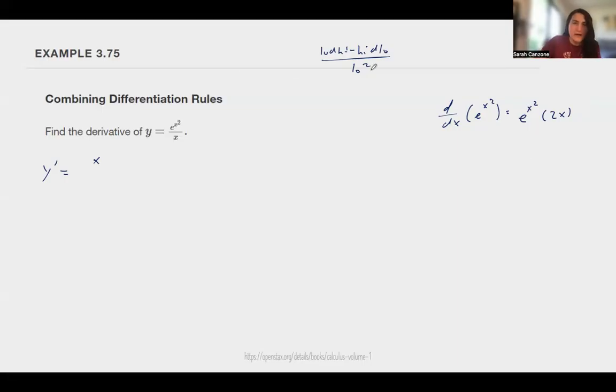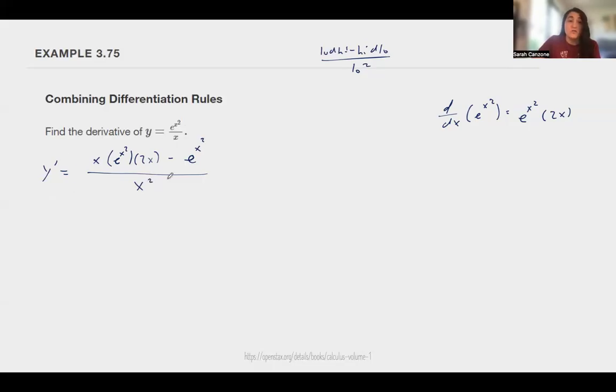All right. So anyway, back to the quotient rule, low d high, and we just said the derivative of the e to the x squared is this right here. So I can just rewrite that, e to the x squared times 2x minus high, so we can just rewrite the e to the x squared, d low. Well, the derivative of x is just 1, so I don't need to write that. All over low squared, which is x squared.